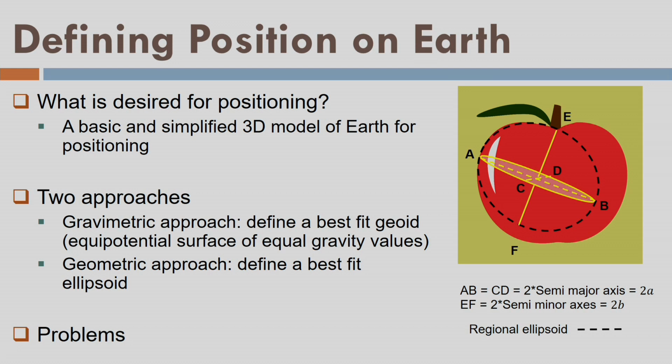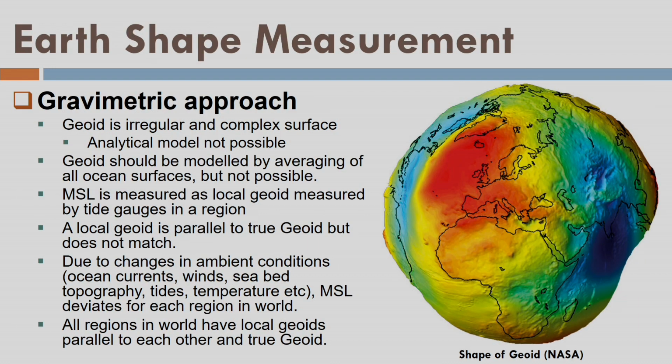Well, so what are the problems in the geometric approach and the gravimetric approach? Let us go by the gravimetric approach. So that is the shape of the geoid. If I observe the earth from a satellite, since we are observing the gravity values from the satellite, we came to know recently, about 30 years back, that this is the shape of the earth. And according to us, this is the geoid shape, not the geometric shape.